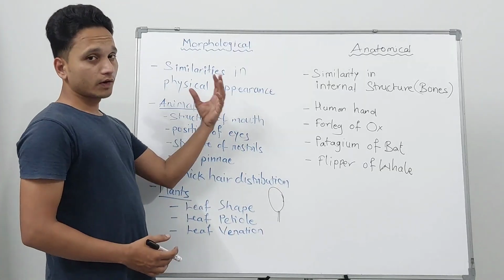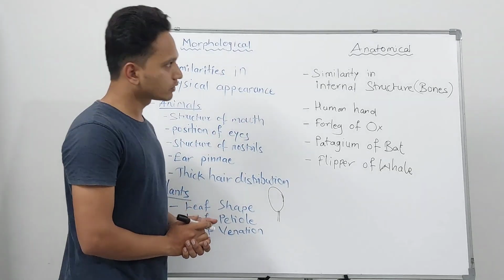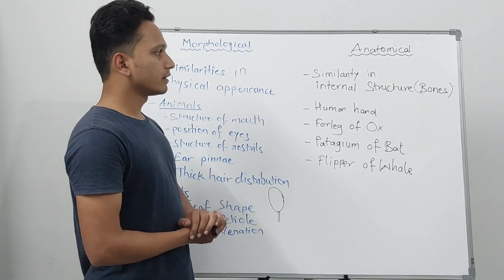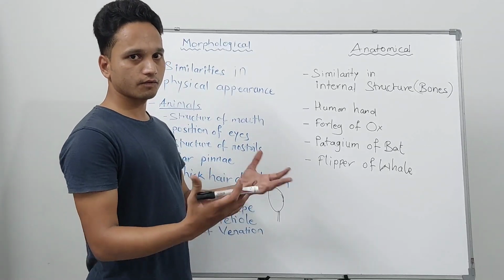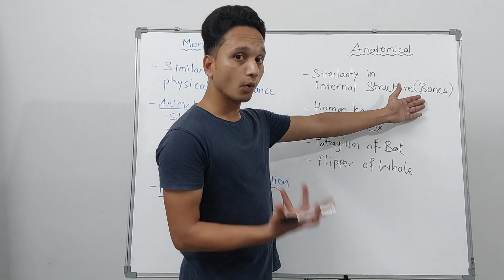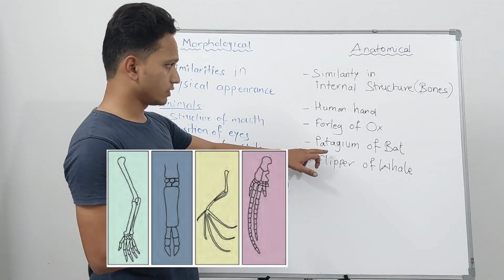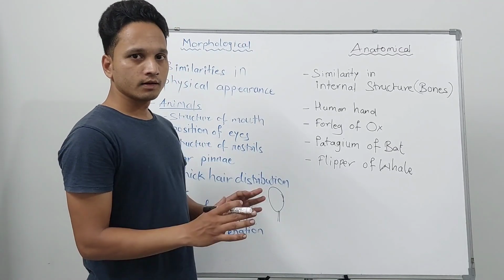So after studying and understanding morphological evidences of evolution, let's move on to the next, anatomical evidences of evolution. Similarity in internal structure. Anatomy means the study of internal structure of animals. So similarity in internal structure, which is nothing but bones. So in case of a human hand, foreleg of an ox or you can say horse, patagium of a bat and flipper of a whale.